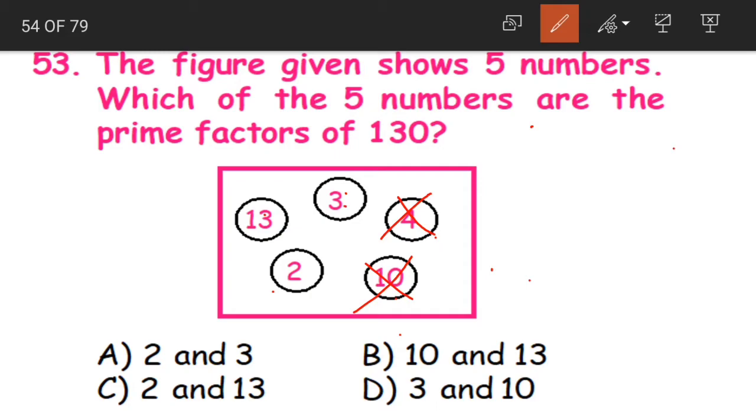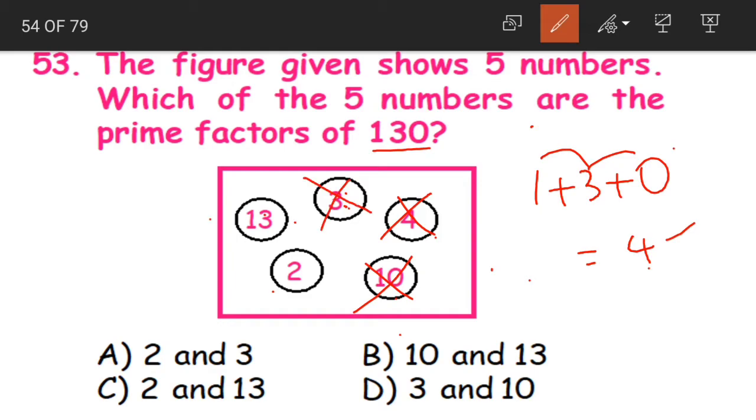Now coming to 3 here. If we add the digits of 130, 1 plus 3 is 4, 4 plus 0 is 4. Is 4 a multiple of 3? No. So again 3 is also not a factor of 130. So what are we remaining with, children? 13 and 2. So option C, 2 and 13 become our prime factors of 130.